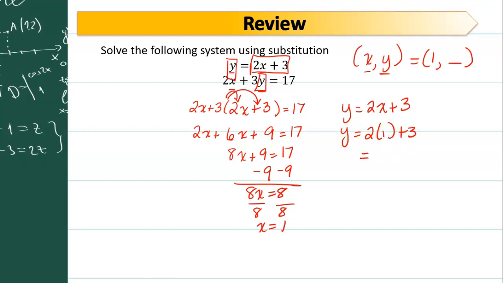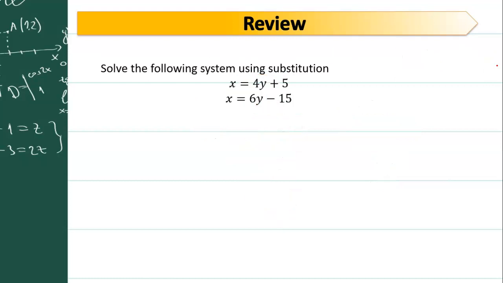When something is right next to something in parentheses, that means multiply. 2 times 1 is 2, and 2 plus 3 is 5. So I know the y value is 5. Our answer should always be a coordinate pair. If you don't have this example down, you're going to want to pause the video and write this down now so that you have it to refer to later.